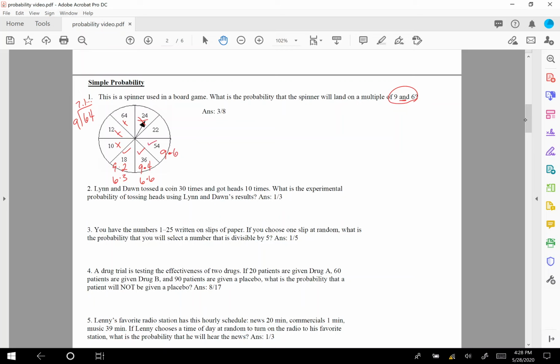Okay, and then how about 22? Can I do 22 divided by 9 and get an even number? Nope. Can I do 22 divided by 6 and get a whole number here? Nope. So, not good there. So we can look at this. How many favorable outcomes do we have? 3. And now of our total number of outcomes, we have to see how many spaces the spinner has in total. It's got 1, 2, 3, 4, 5, 6, 7, 8. Okay, it's got 8 spaces.